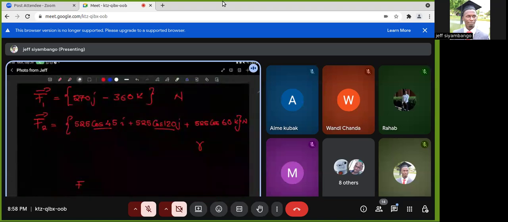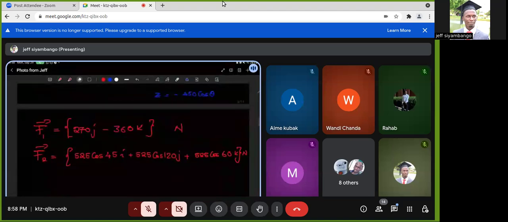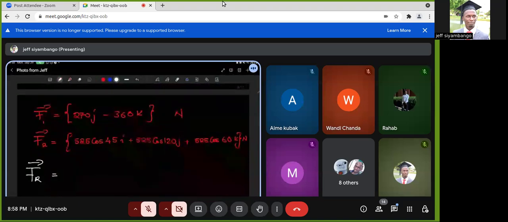Once you're there, since there were only two forces, it means that we'll only do this to get the resultant now, just add. For the part with a J on F1, there is no J, I. There's no term with an I on F1, but on F2, we do have the term with an I. When you evaluate 525 cos 45, what are you getting?